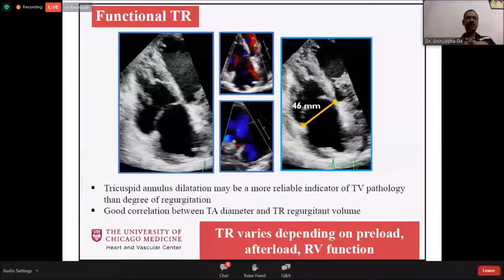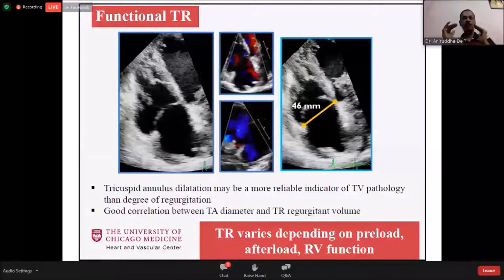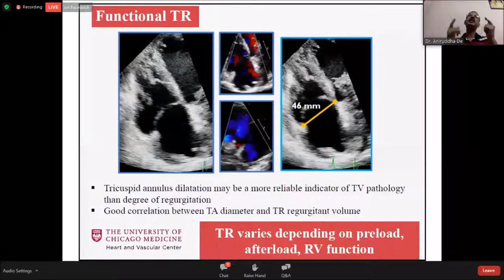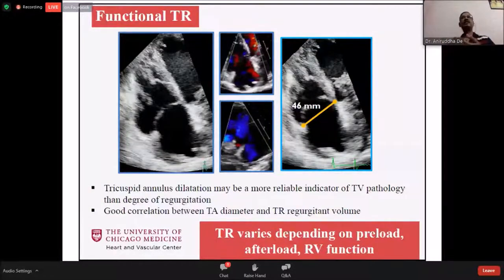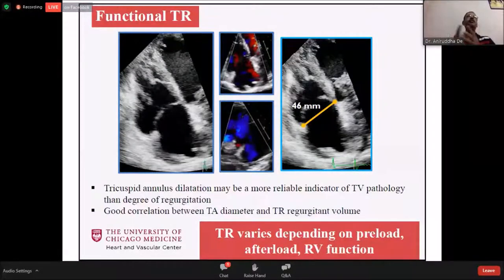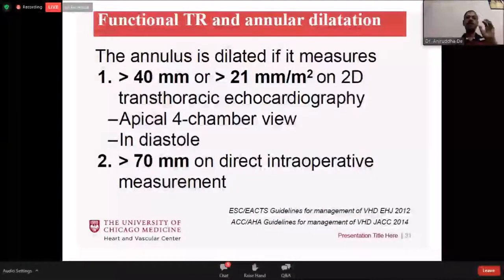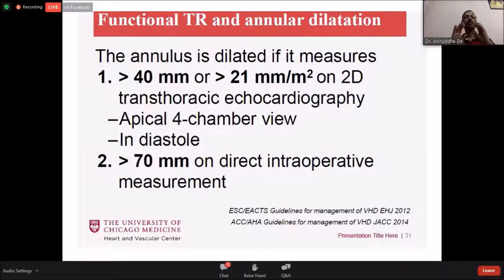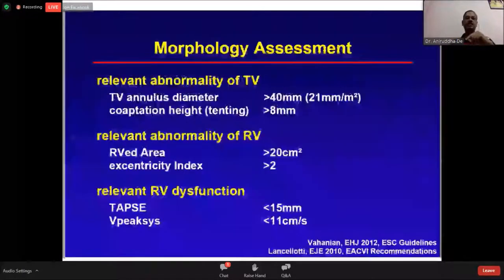So in functional TR, tricuspid annular dilatation may be a more reliable indicator of TV pathology than tricuspid regurgitation. So whenever you assess the tricuspid valve, the tricuspid annulus is a must, whether it is mild or moderate regurgitation, or moderate or severe regurgitation. It is less important than the tricuspid annulus, because there is a good correlation between the tricuspid annular diameter and the TR regurgitant volume. The annulus is dilated if it measures more than 40 millimeter, or 21 millimeter per square meter, in transthoracic echocardiography, or, as surgeons usually do, if they measure intraoperatively, it is more than 70 millimeter.